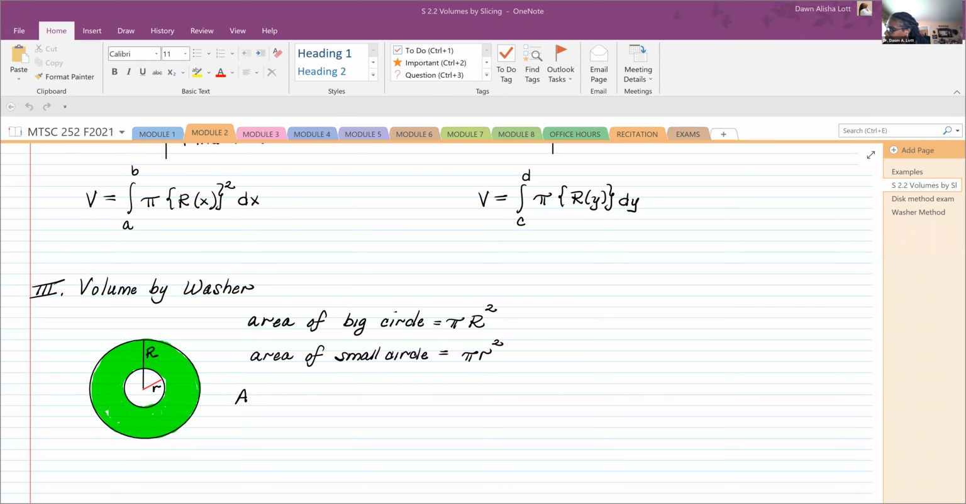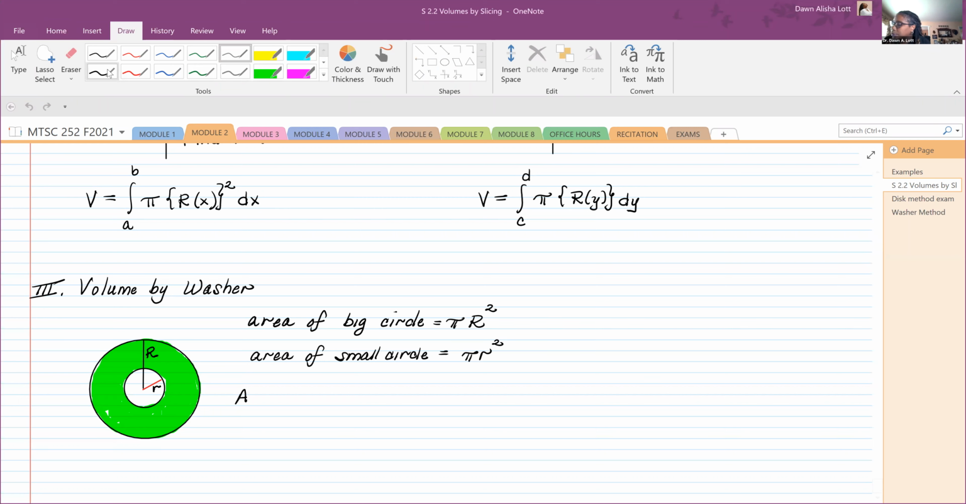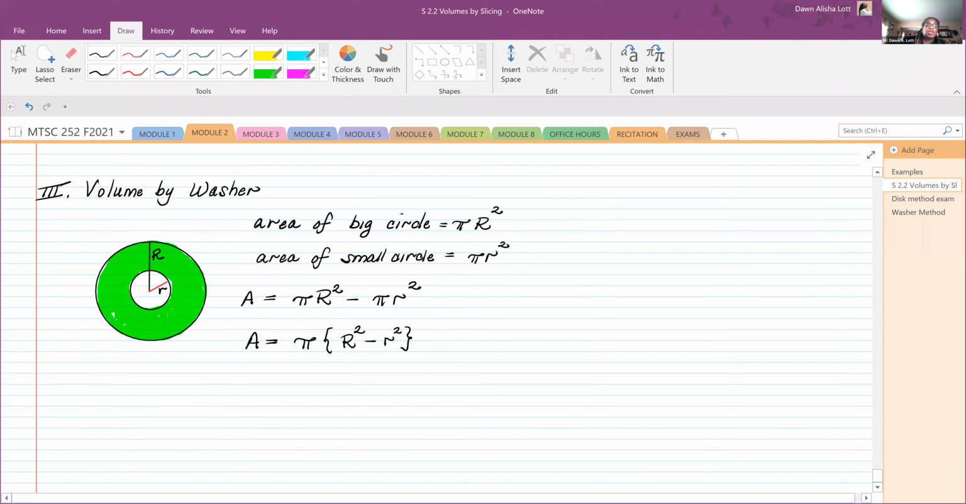So the area is equal to the big radius squared, so pi times R squared, minus pi times little r squared. So therefore the big area is equal to pi times the big radius squared minus the little radius squared. Okay, so now we found the area of a washer.